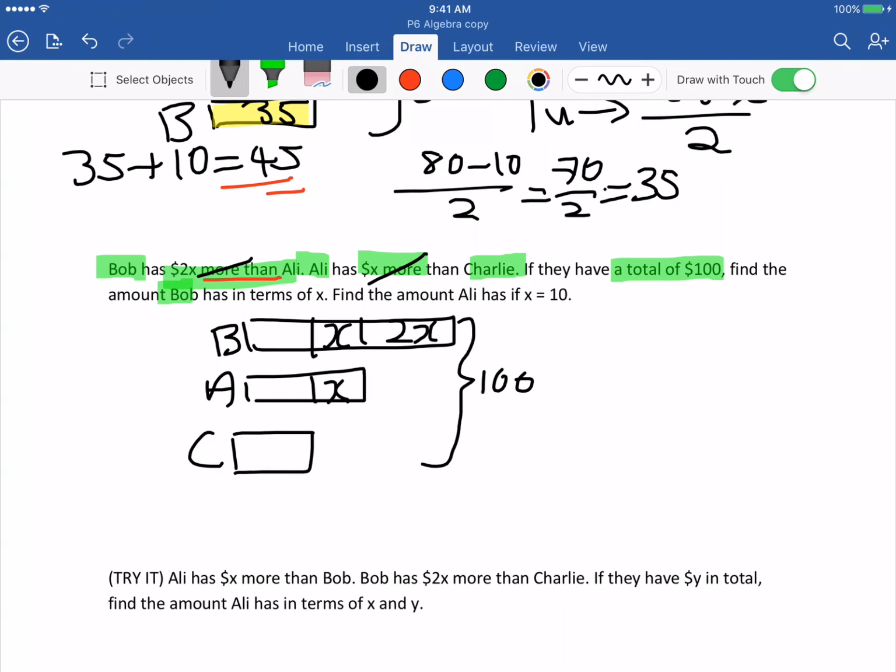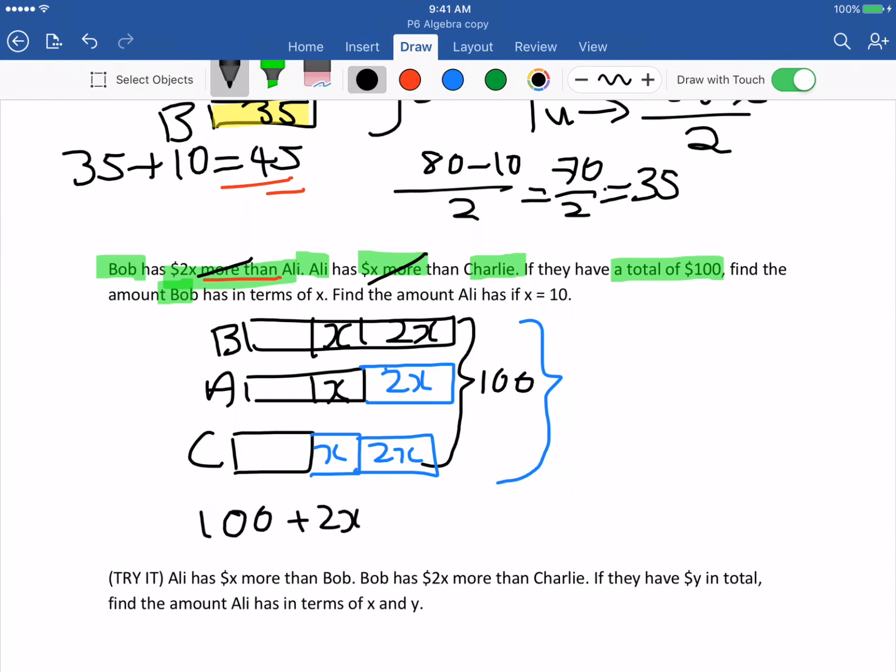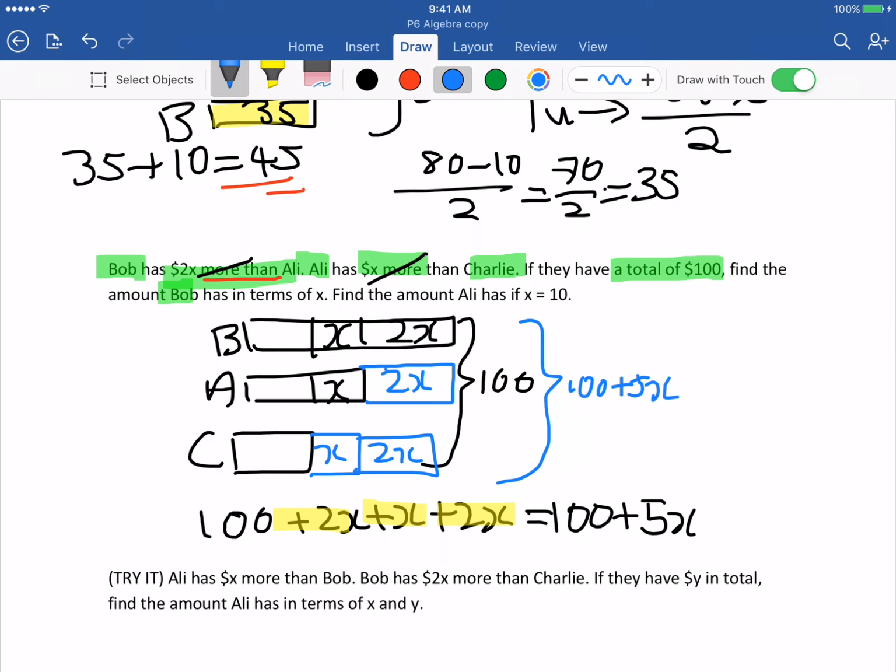Okay? So how do you find the amount that Bob has in terms of X? What I need to do here, if I were you, is add this one in. If I add the blue stuff in, what will be the total right now? The total will be 100 plus 2x plus x plus 2x. You group it up. 2x plus x plus 2x equals 5x. So that's the total, 100 plus 5x. So how do you find Bob? The answer is simply 100 plus 5x over 3. That's the answer.